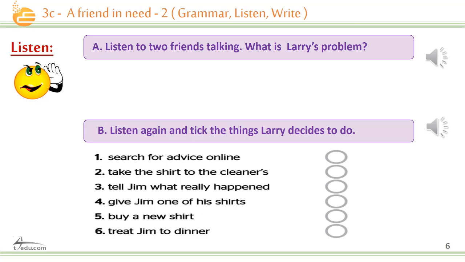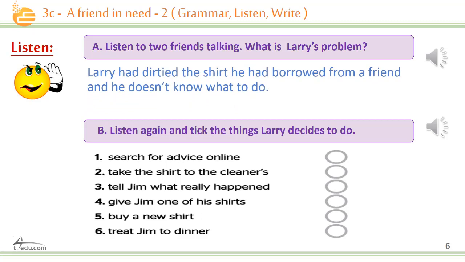Okay, so what is Larry's problem? What is Larry's main problem? Very good. He got the shirt dirty, and the shirt is not his. He borrowed it from his friend. Very good. So Larry had dirtied the shirt he had borrowed from a friend, and he does not know what to do. Very good. Now listen again and tick the things Larry decides to do.